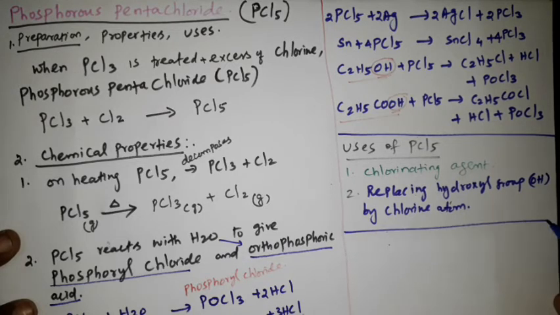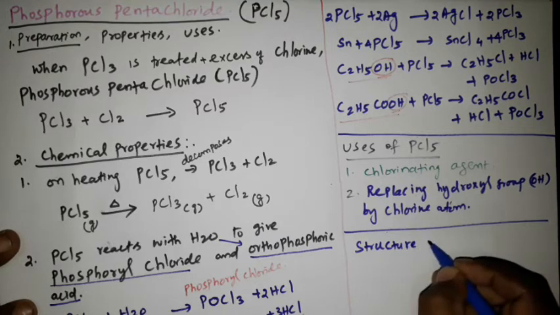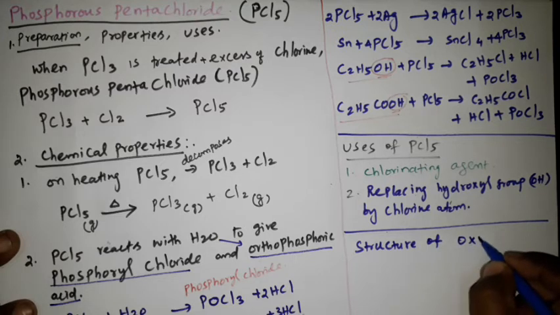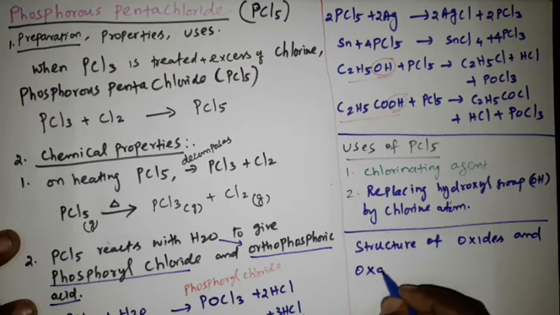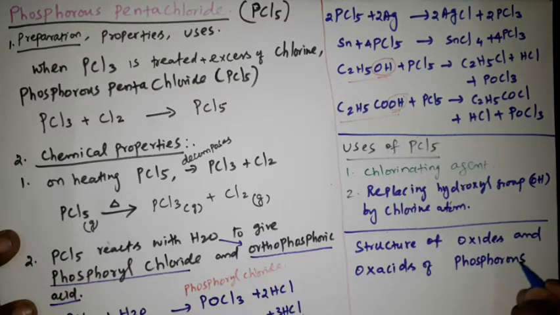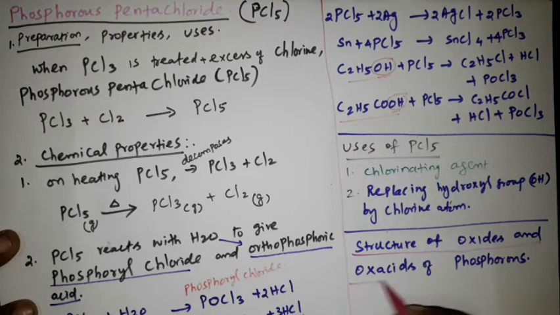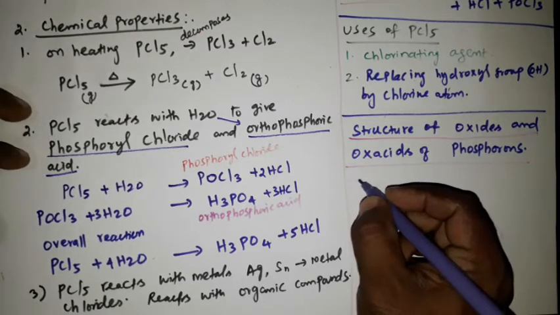Now we are going to see the structure of oxides and oxacids of phosphorus. So generally phosphorus forms three types of oxides.